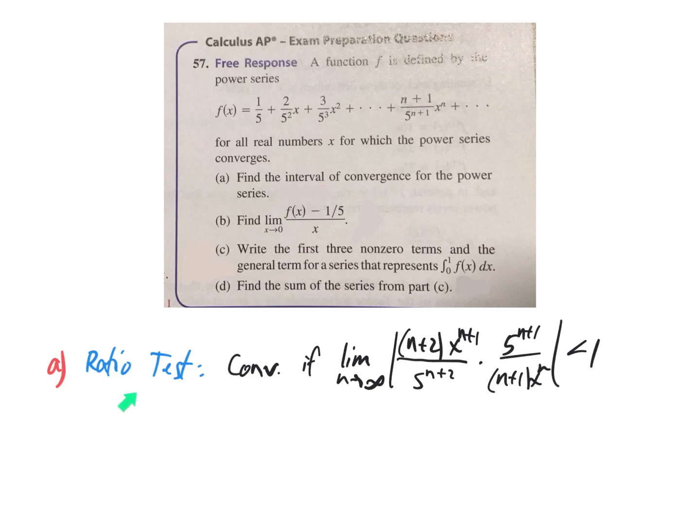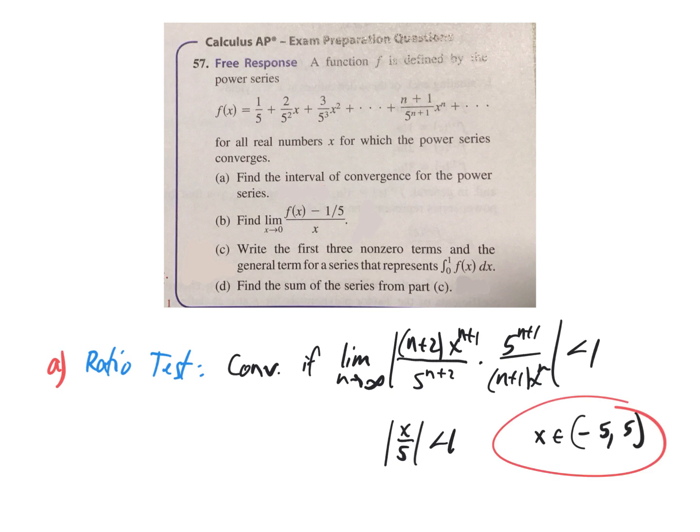Alright, using the ratio test, the series converges if the limit as n approaches infinity of the n plus 1th term divided by the nth term is less than 1, which simplifies to this, which simplifies to this open interval.